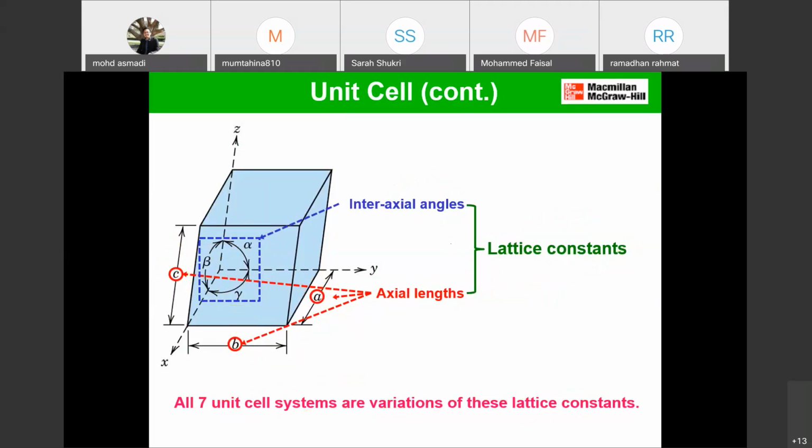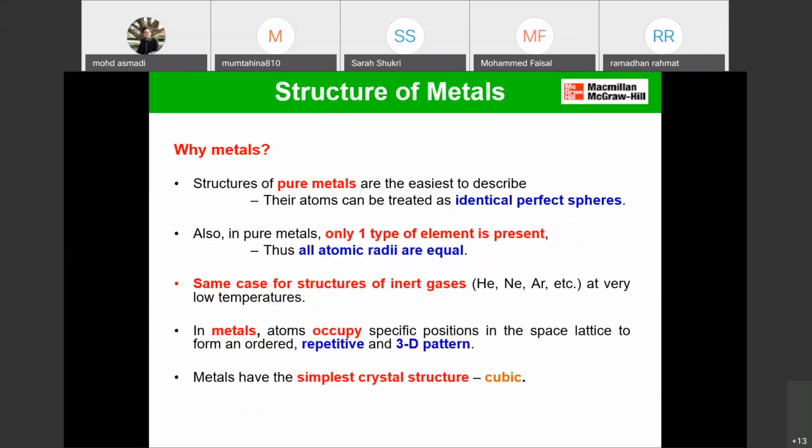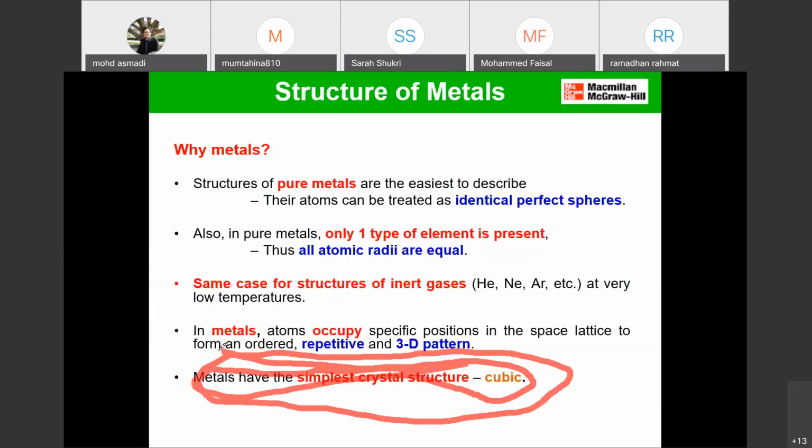Metals, actually pure metals, are easier to describe. Look at here, identical perfect spheres, and only one type of element is present, so all atomic radii are equal. Some structures of the inert gases at very low temperature are similar too. Most importantly, metals have the simplest crystal structures. If you want to learn, we need to know the simple crystal structures, which are cubic, such as BCC, body centered cubic. So why do we focus on the metals?